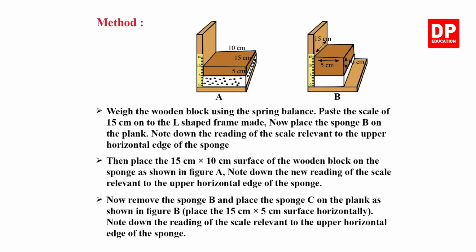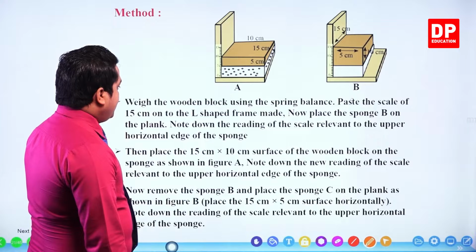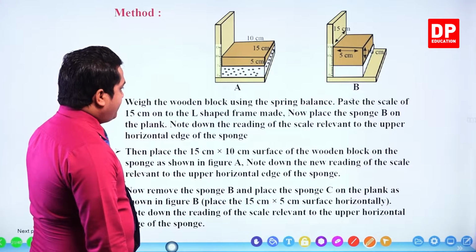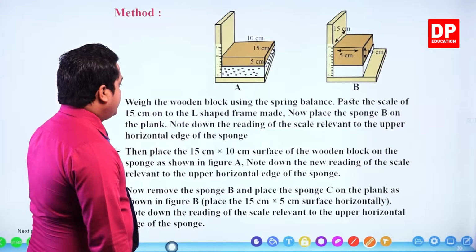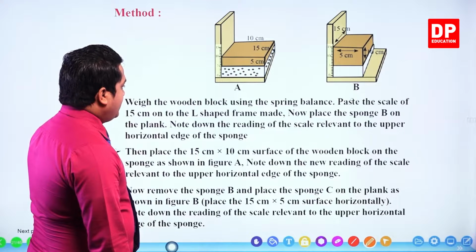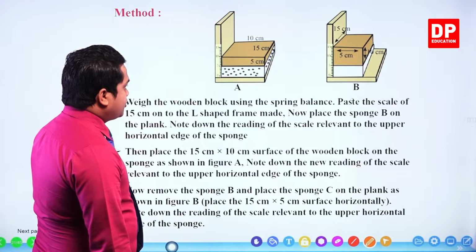Then the steps. Weigh the wooden block using the spring balance. Place the scale of 15 centimeters on the L-shaped frame made. Now place the sponge B on the plank. Note down the reading of the scale relevant to the upper horizontal edge of the sponge.